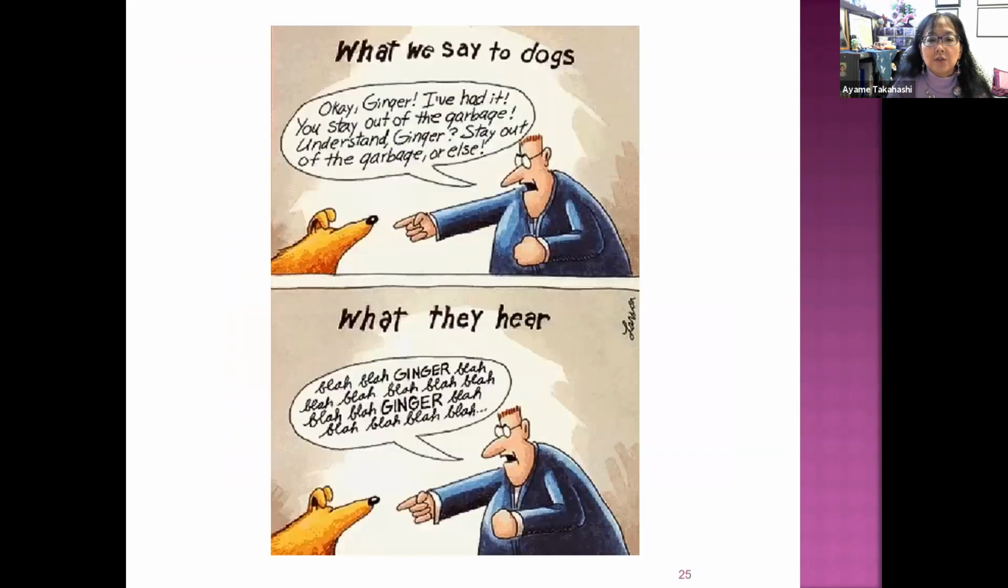So if you go at it in an authoritarian manner, this kind of illustrates the sort of response you'll get. What we say to dogs: okay, Ginger, I've had it. You stay out of the garbage. Understand, Ginger, stay out of the garbage or else. And what they hear: blah, blah, blah, blah, Ginger, blah, blah, blah. That's kind of the response you'll get from many adolescents if you try to lecture them.